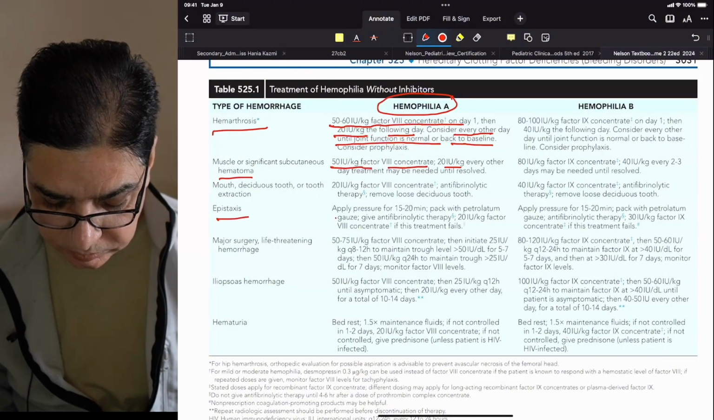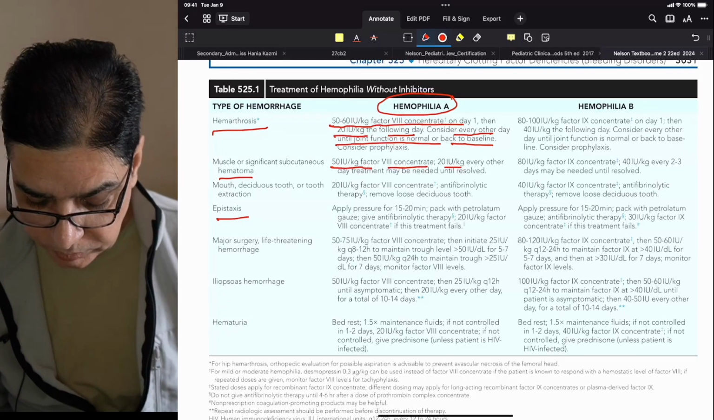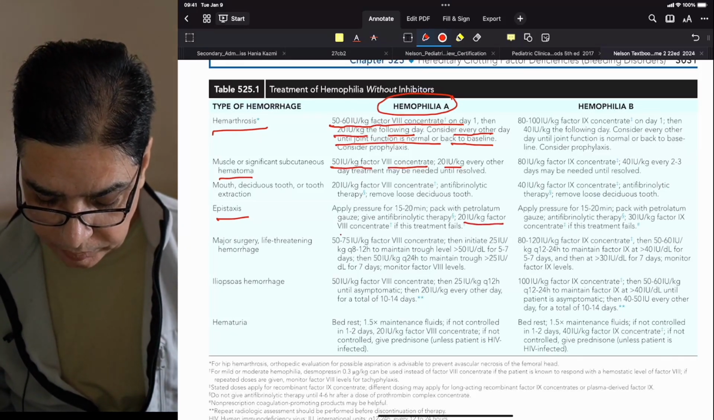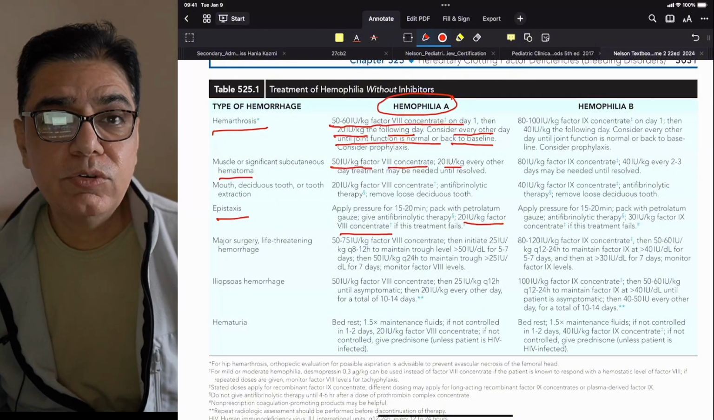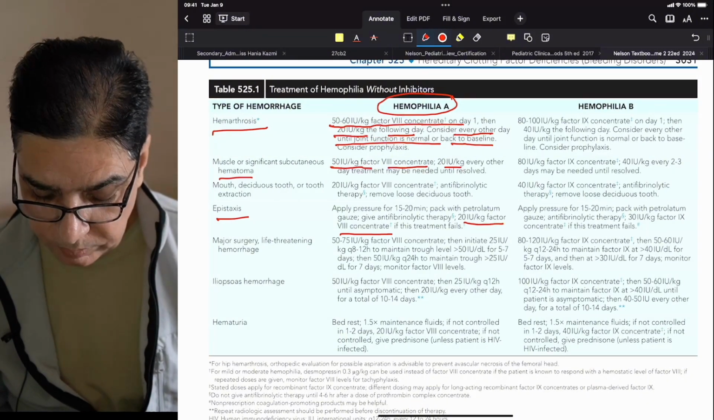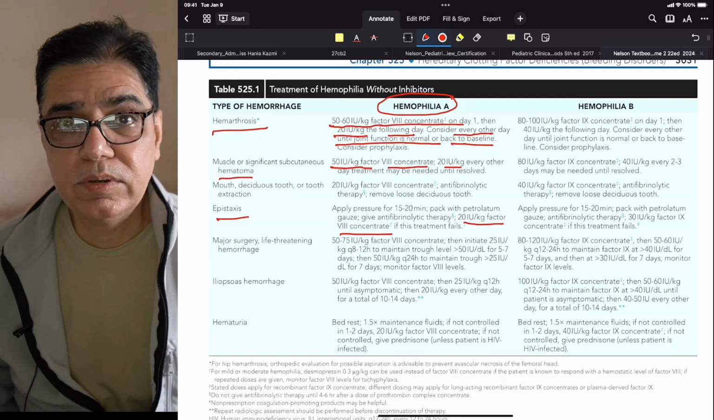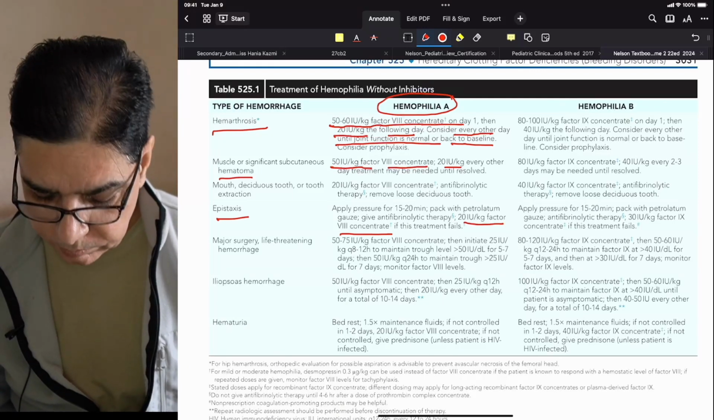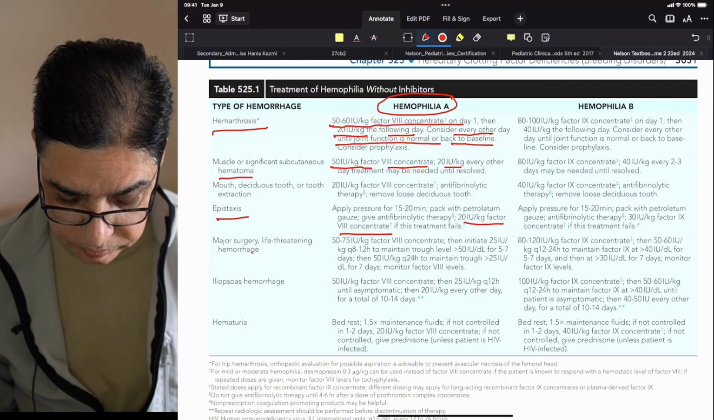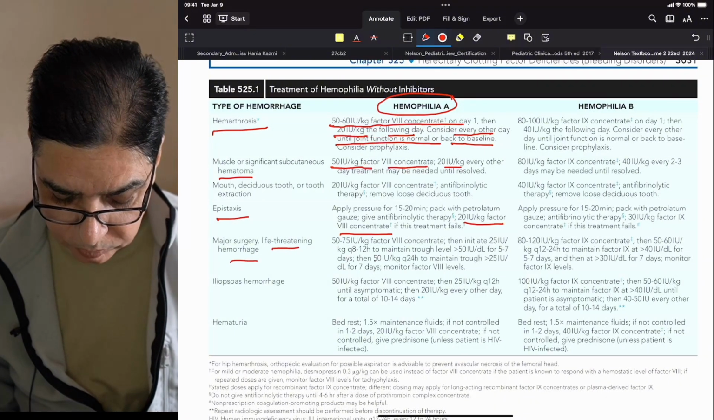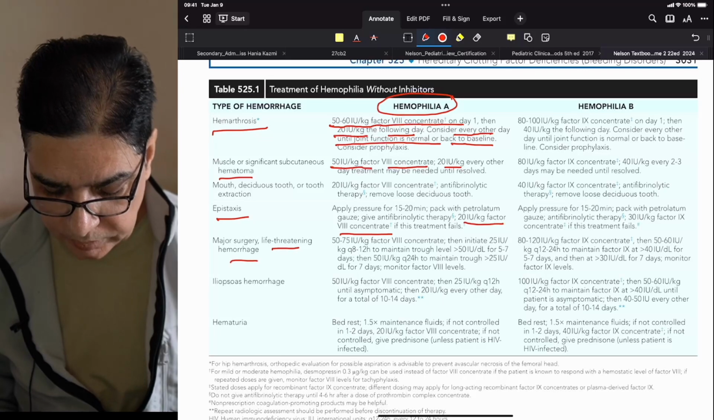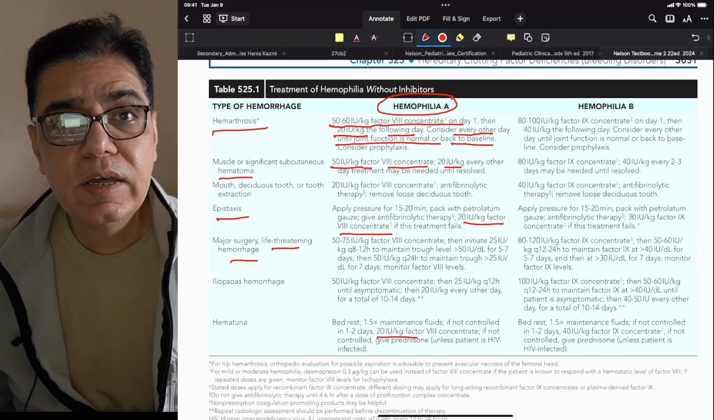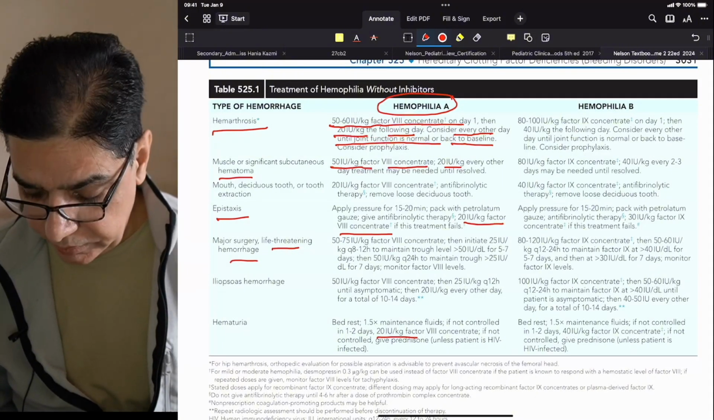If you're dealing with epistaxis, again, the first thing is to apply pressure, and after that you can give 20 international units per kg factor 8 concentrate. But before that, you can also consider antifibrinolytic therapy, for example, topical application of tranexamic acid. For major surgery where there's life-threatening hemorrhage, you have to give these dosages. And for hematuria, again, bed rest, and you have to give 20 international units per kg factor 8 concentrate. So this is for hemophilia A or factor 8 deficiency.